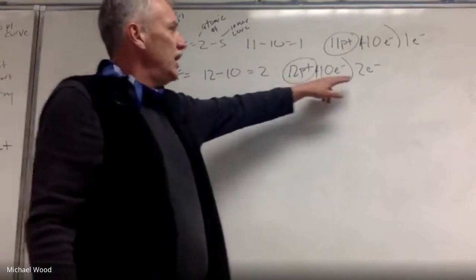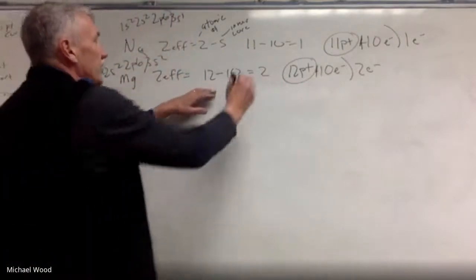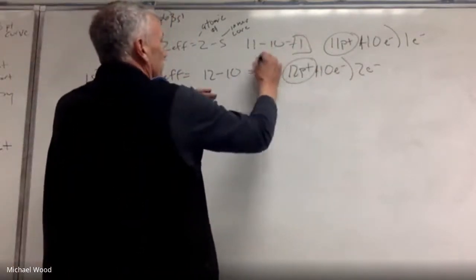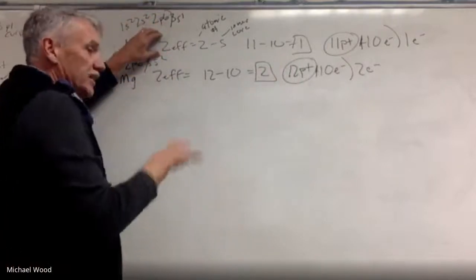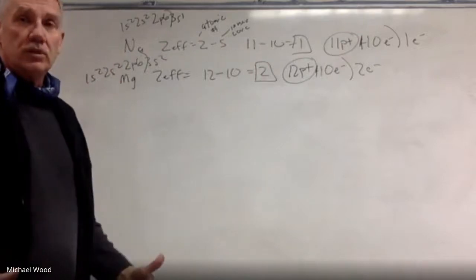So these outer electrons are not quite as protected. The Zeff, the effective nuclear force, is 1 for sodium and 2 for magnesium, so it's a little greater with magnesium.